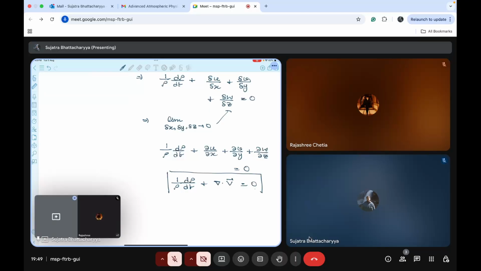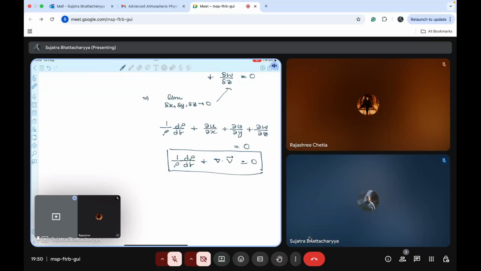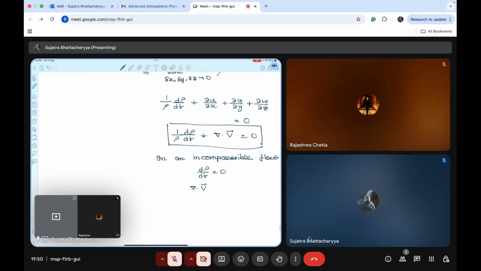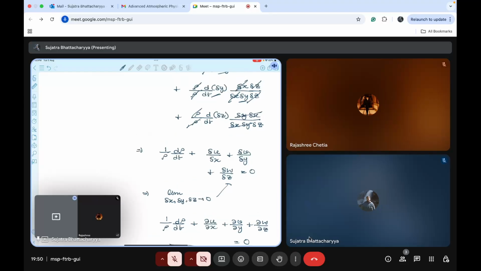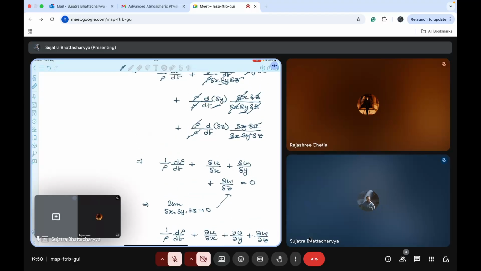This is in the vector form. This is the simple mass conservation equation. Important thing is that in incompressible flow, your d rho/dt is actually becoming 0. So you get del dot v is equal to 0. This is one of the points from the mass conservation equation. So this is the mass conservation equation, whether you do Eulerian approach or Lagrangian approach, you will come to this.